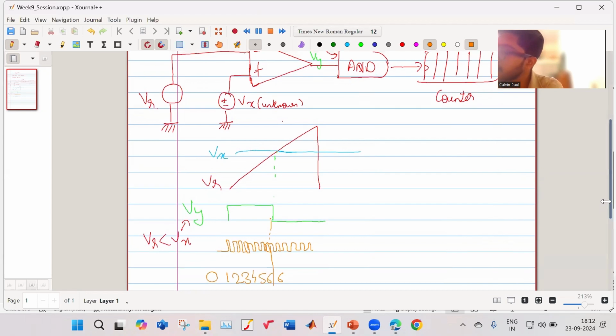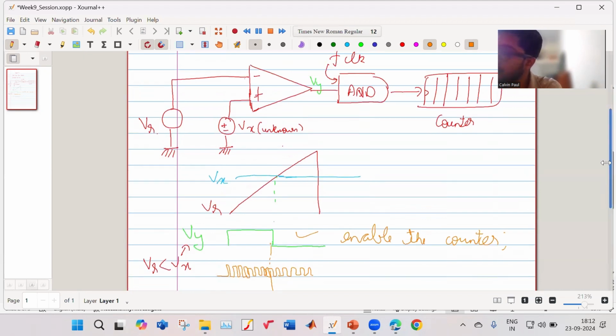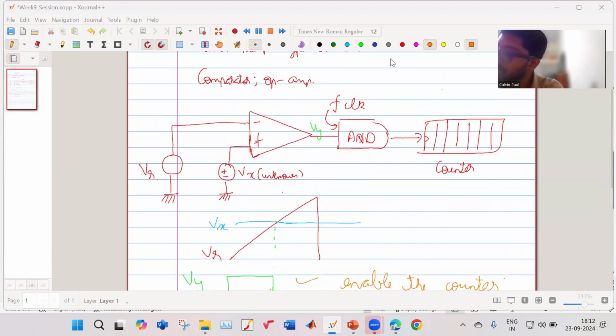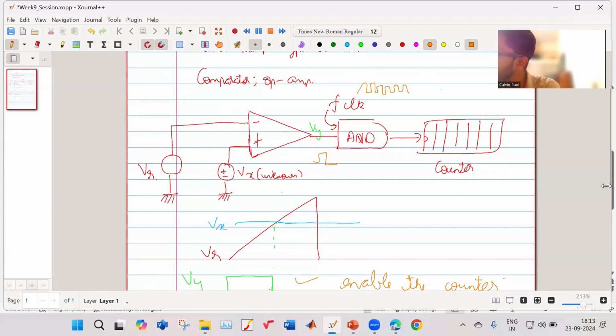So what is happening is, when Vy is high, then only you are enabling the counter. Else when Vy is low, you're disabling the counter. So to the AND gate, you have two inputs. F clock is continuously coming. But your Vy will be high for some time, it will be low for some time. So when Vy is high, then only your counter will count. If your Vy is low, your counter will not count. So this Vy is effectively like an enable to your counter. Okay.